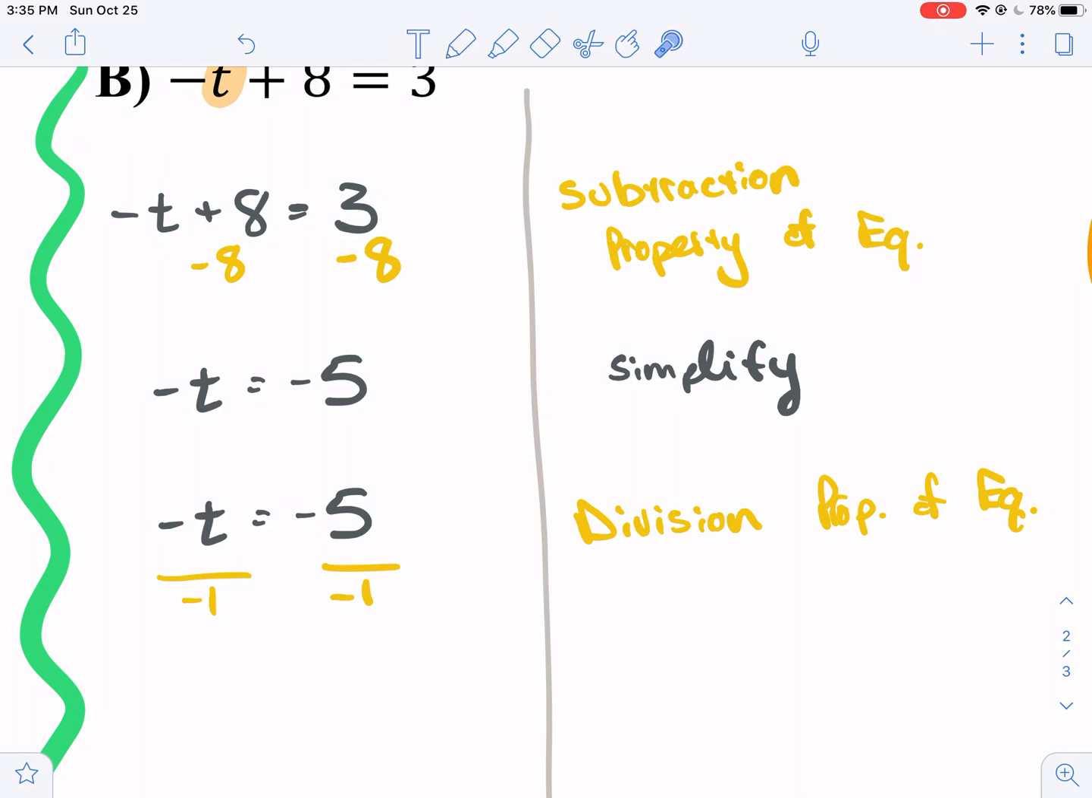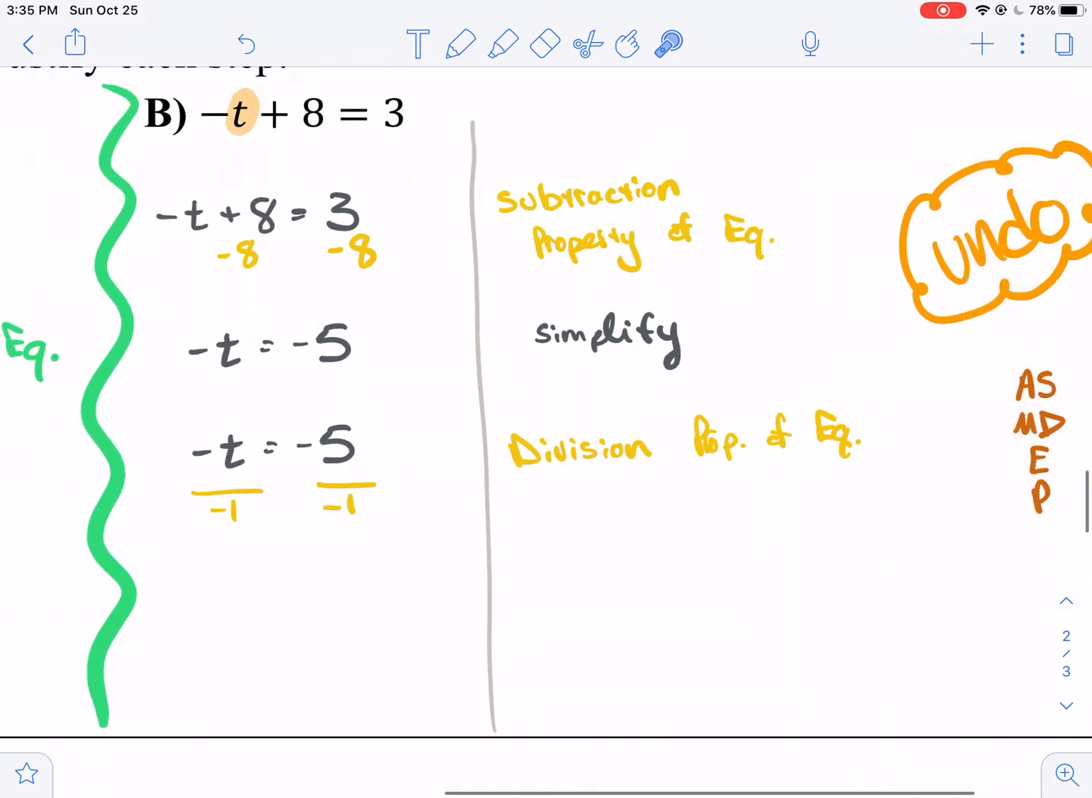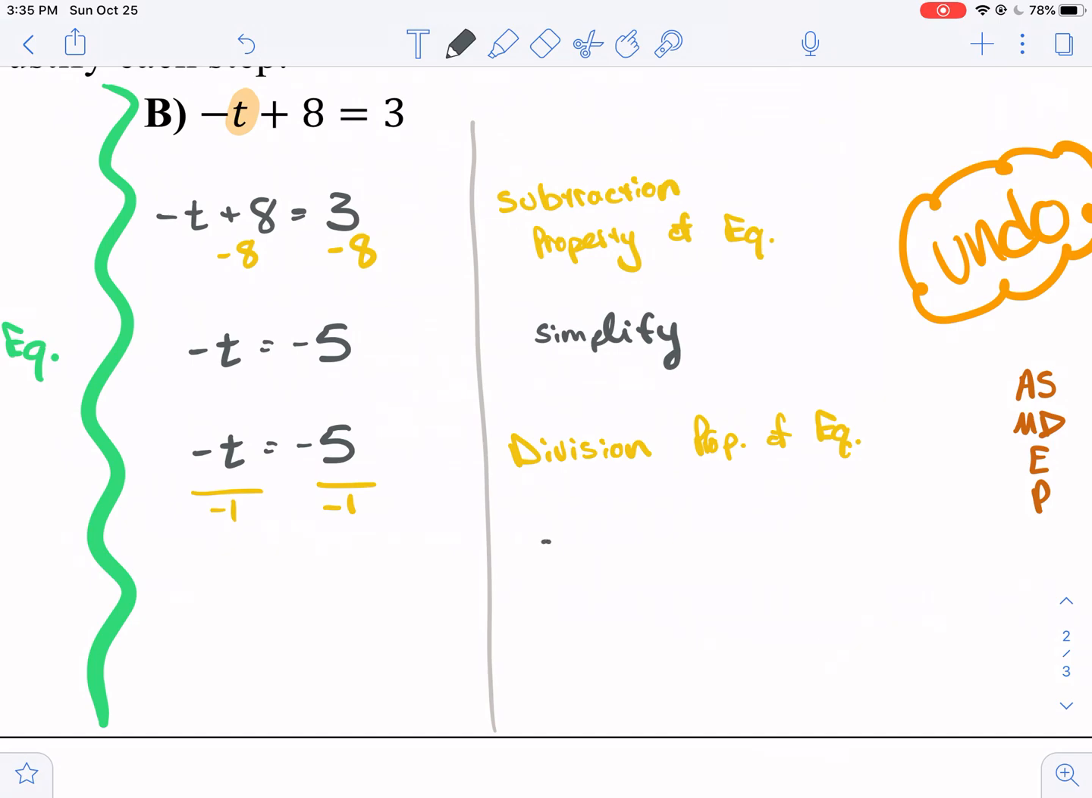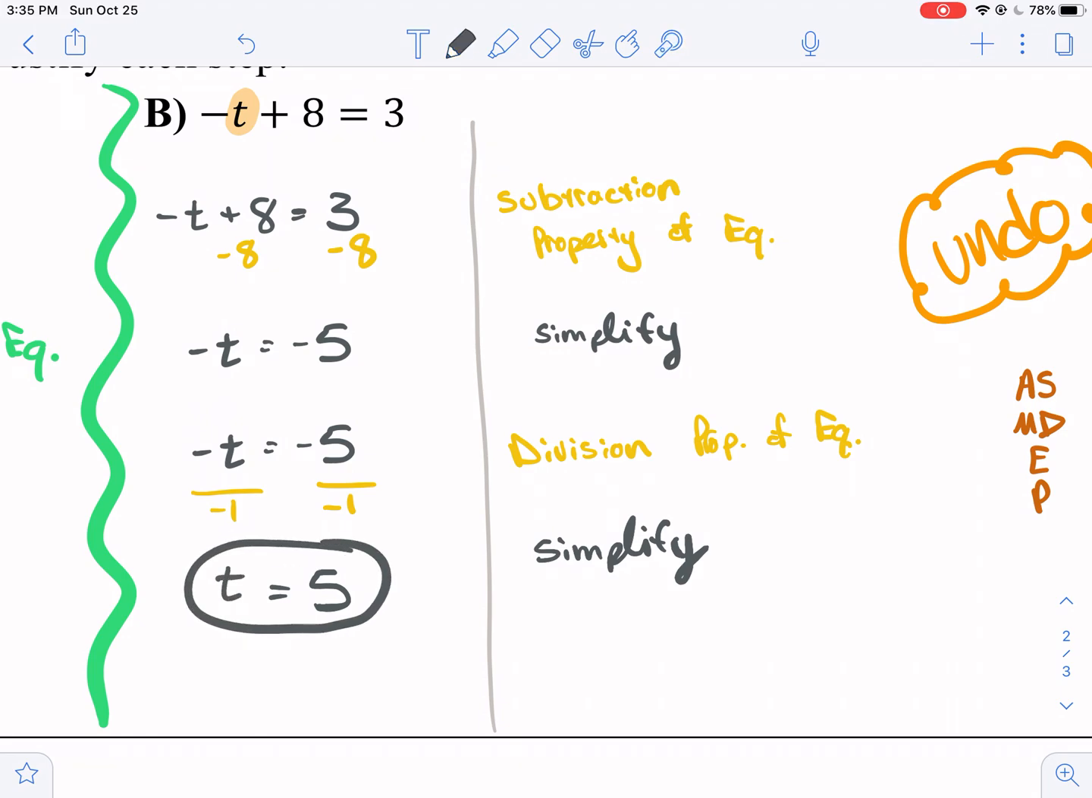Now, you do not have to divide by negative 1. You could multiply by negative 1 because of the multiplication property of equality. Okay, anyway, so now we're going to simplify our lives a little bit. This negative cancels out over here, giving us 5, and this negative cancels out over here, giving us just t. T equals 5.